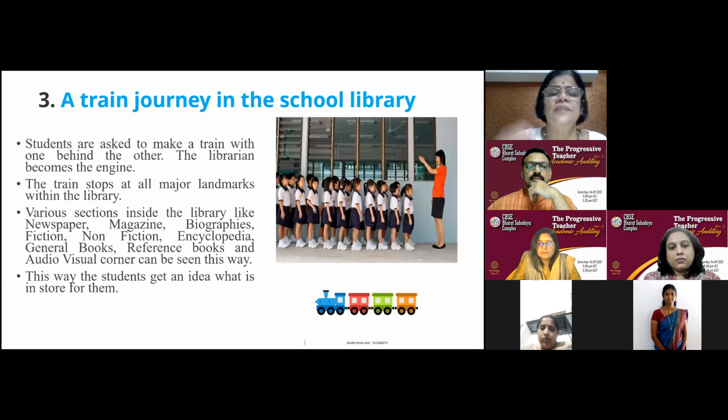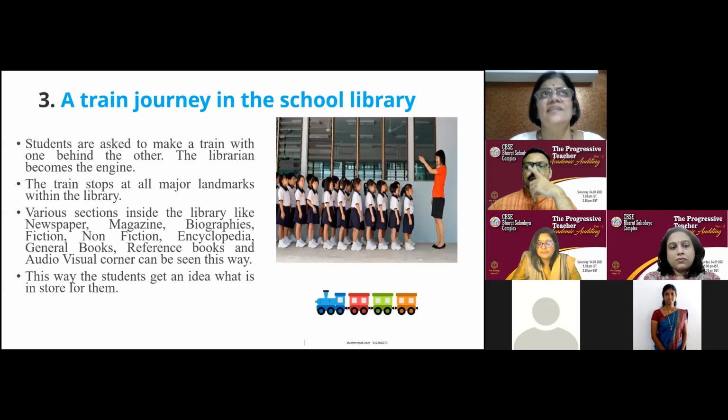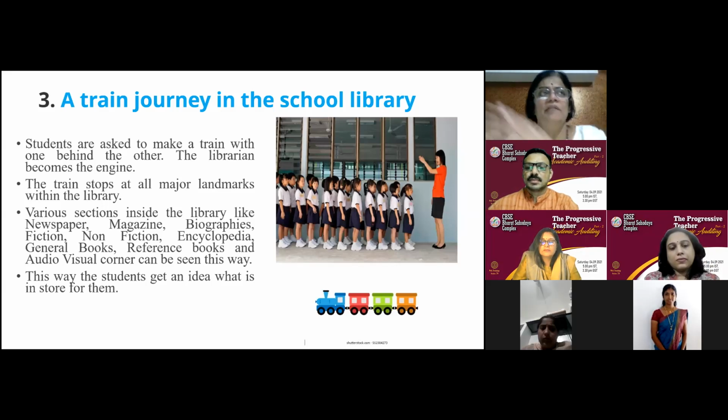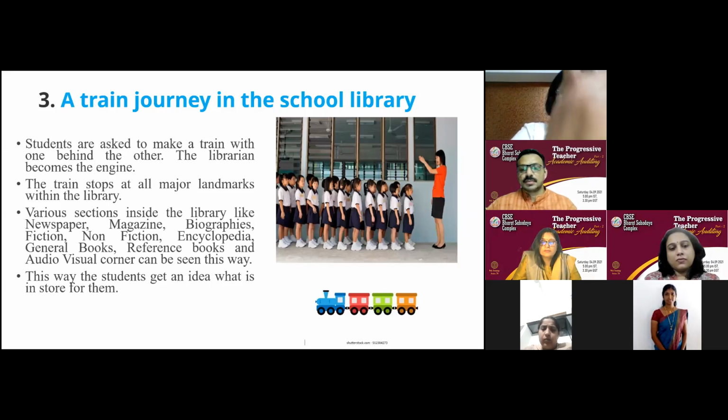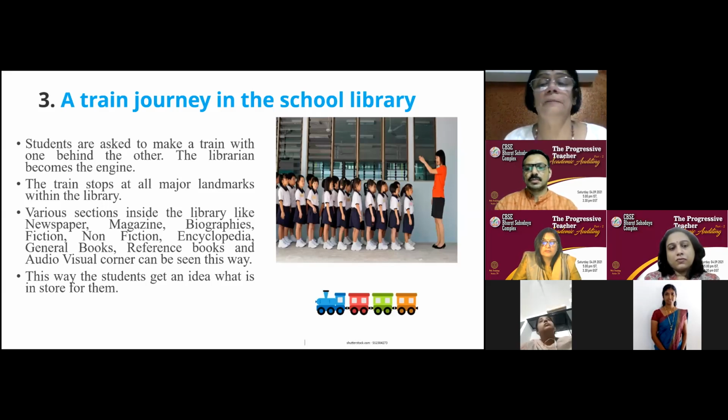The train stops at all major landmarks within the library. So suppose there are sections inside the library and there are newspapers. So they will stop there. So the teacher will explain, see, here newspaper is kept. They'll move a little forward, magazine section. Then they'll move to the biographies. Then they will move to fiction. Then they will move to non-fiction, encyclopedia, general books, reference books, audio-visual corner. So in such a fun way, the students can be made familiar with the library.